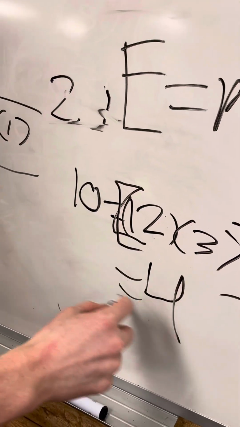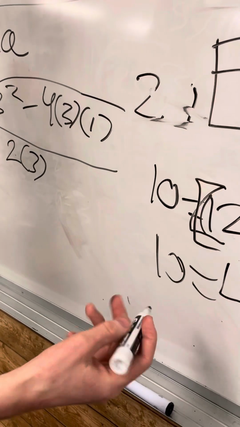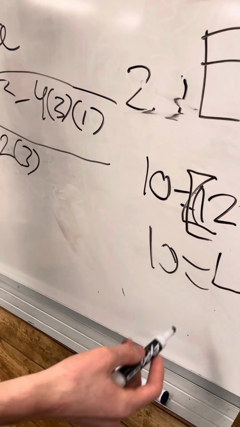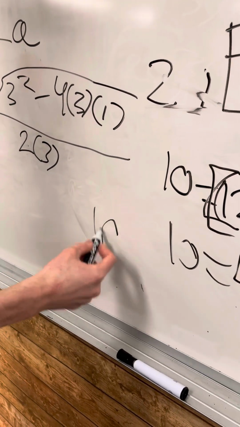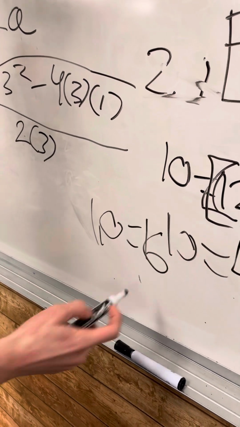4 is equal to how many apples? 10. But that 4 has a square on it. How do we get rid of it? We square root it. 10 is equal to 16. Is it really though? No, because that means nothing.